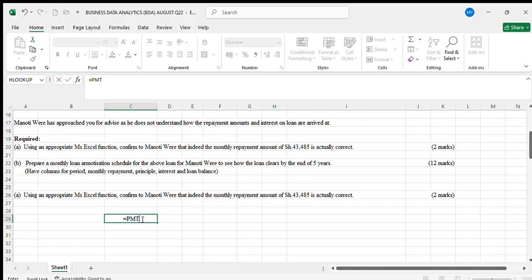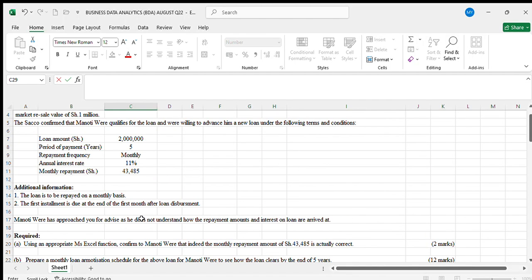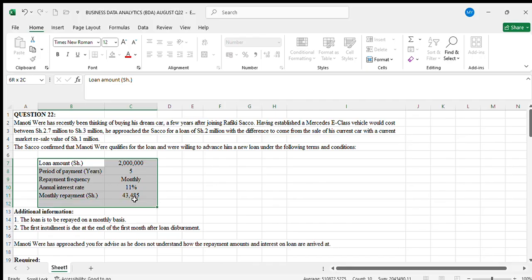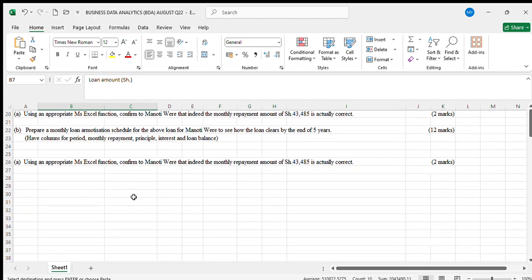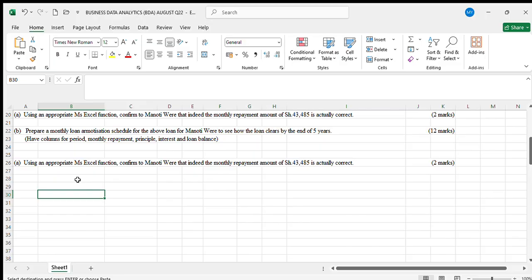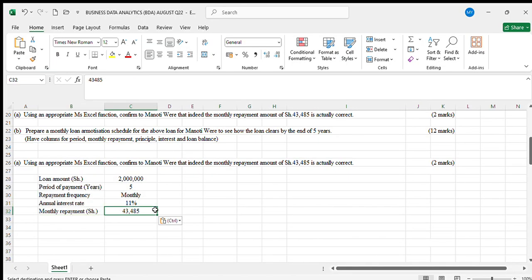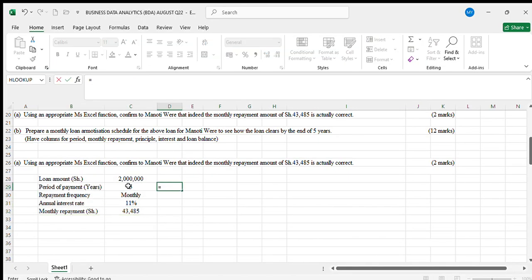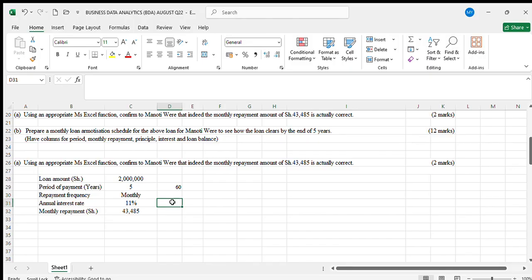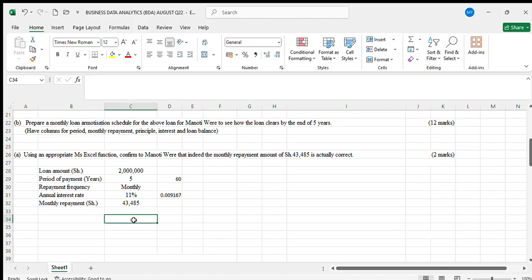Before we do that, let's take these values, then we convert them to monthly because the loan is paid monthly. So these 5 years we can take times 12, that is 60. Then this rate we can also convert, you can divide by 12. So you can see, then now we can use that PMT formula.